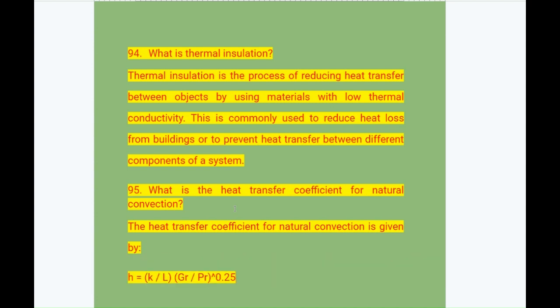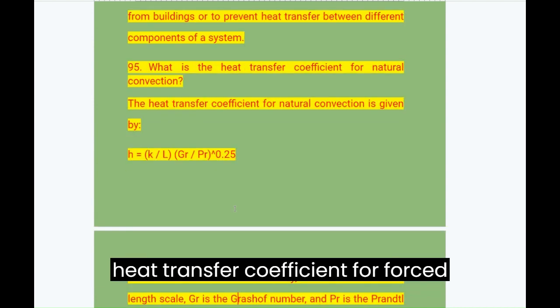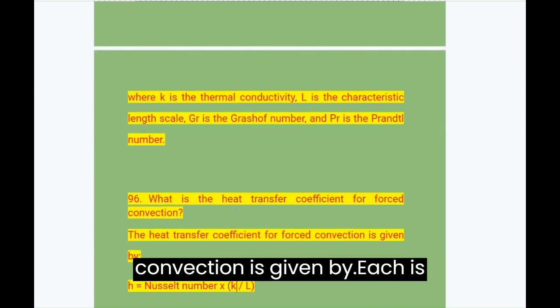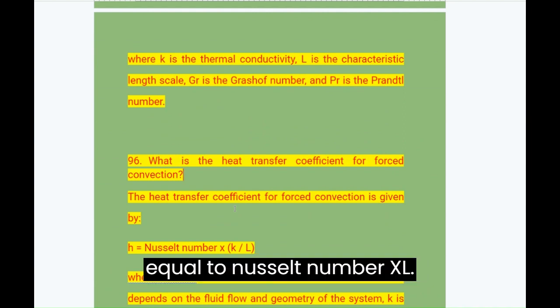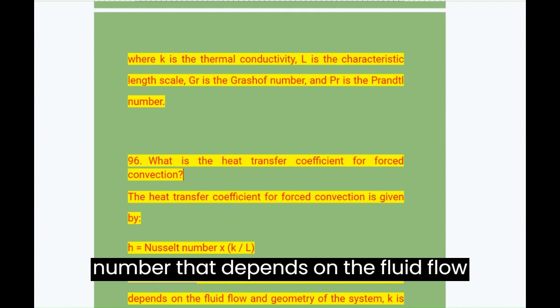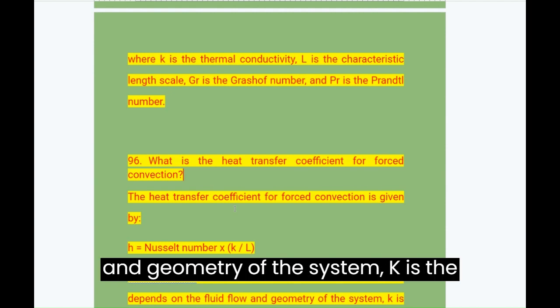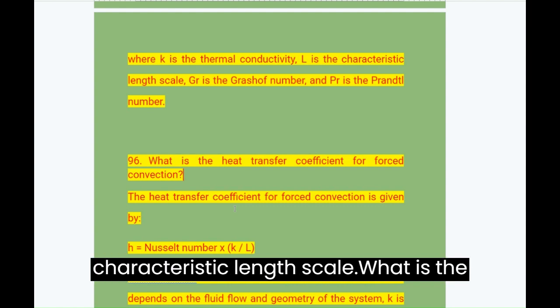What is the heat transfer coefficient for forced convection? The heat transfer coefficient for forced convection is given by h = Nu × k/L, where Nusselt number is a dimensionless number that depends on the fluid flow and geometry of the system, k is the thermal conductivity, and L is the characteristic length scale.